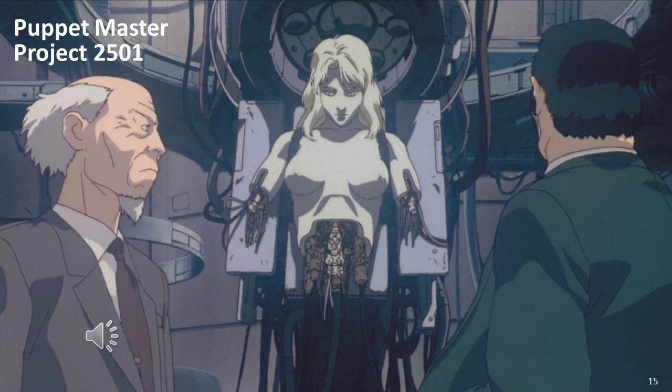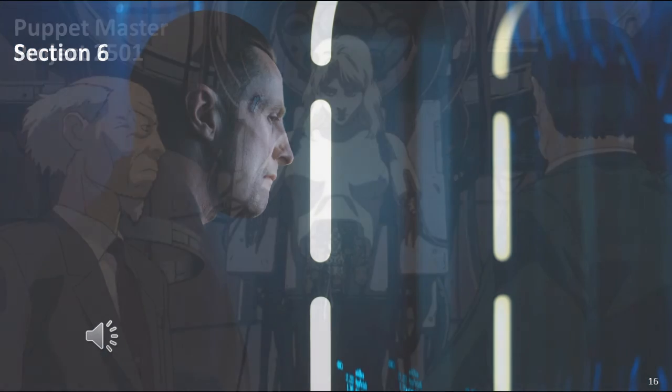It initially considers Kuze as a good candidate to merge with and evolve, but Kuze is too damaged by his experiences in the military and cannot be used for this purpose. Project 2501, during the movie, discovers Kusanagi and then comes to the conclusion that she is probably the best candidate to assist in its evolving to its next stage.